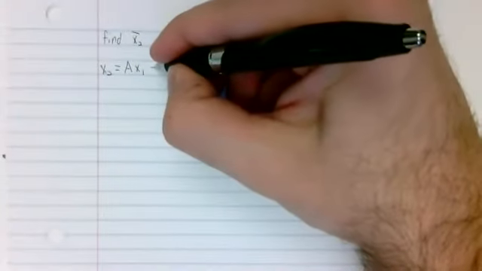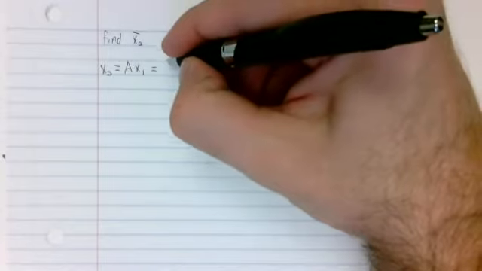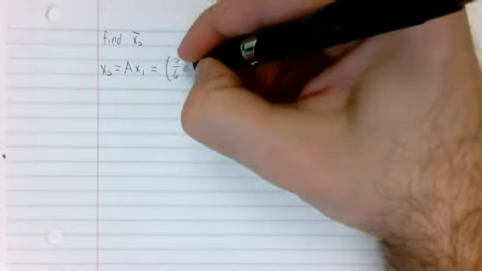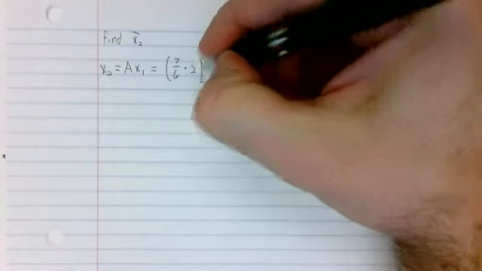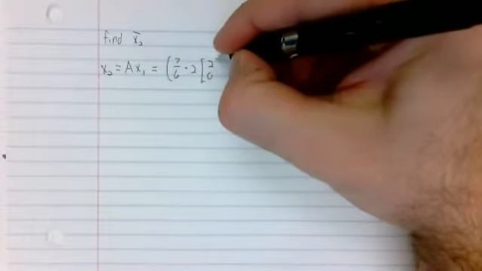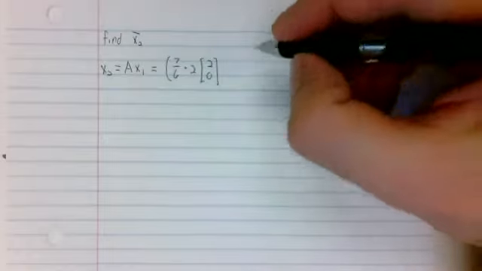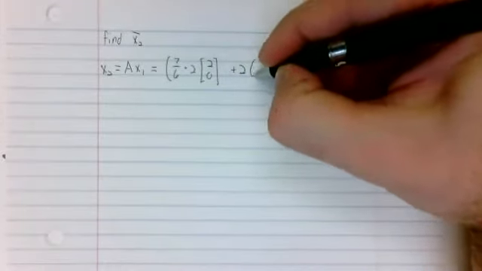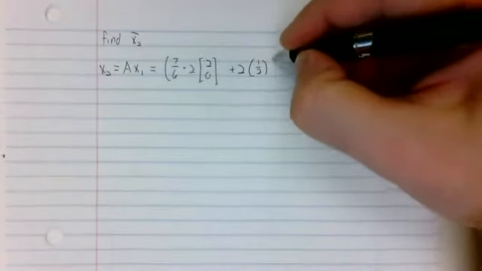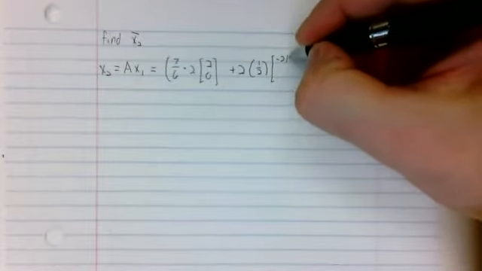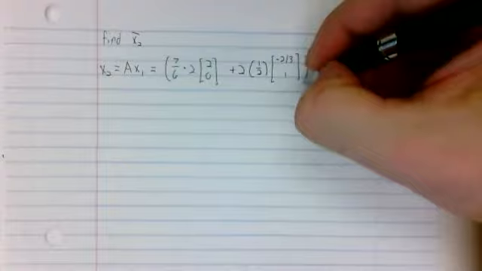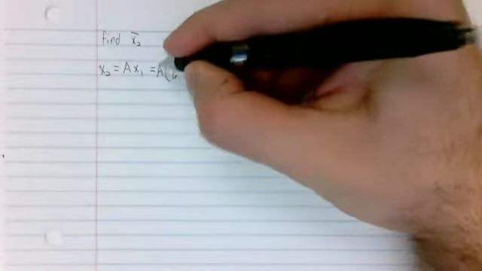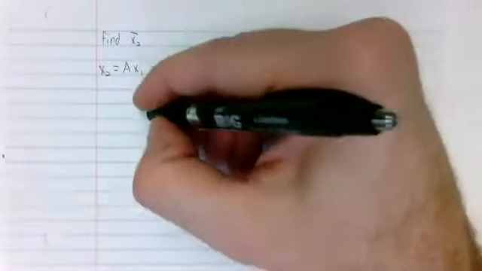I want to find x sub 2, and x sub 2 is A times x sub 1, and x sub 1 is 7/6 times 2 times this eigenvector plus 2 times 1/2 times this eigenvector. So A times x sub 1.